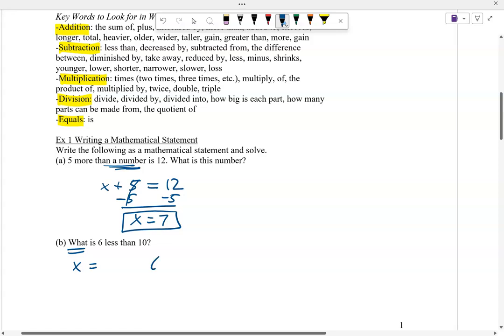What is 6 less than 10? So I go 10 minus 6. 6 less than, so less than is subtraction, but it goes on the end. The minus 6 is after the number. 6 less than 10, so we have 4.